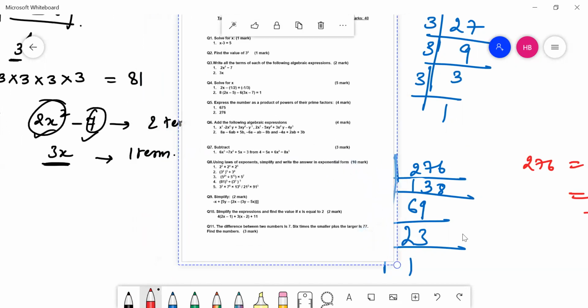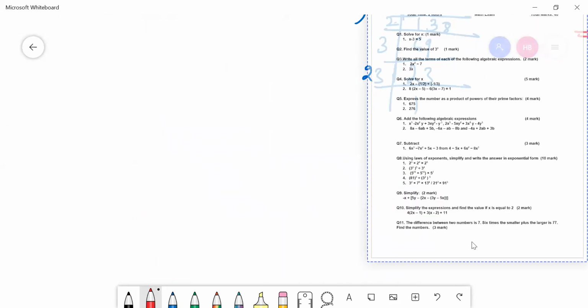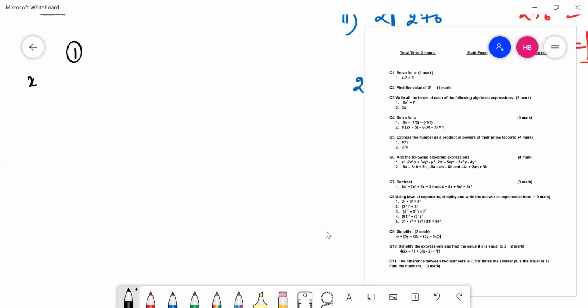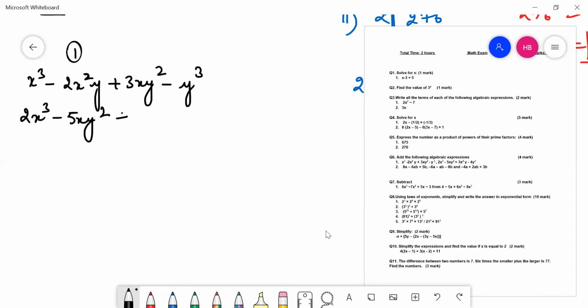Yeah, let's move to question number 6. Question number 6 is to add the following algebraic expressions. The first expression is x cube minus 2x square y plus 3xy square minus y cube. The second algebraic expression is 2x cube minus 5xy square plus 3x square y minus 4y cube. Okay, so these are the two algebraic expressions.